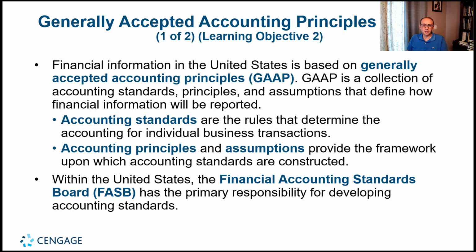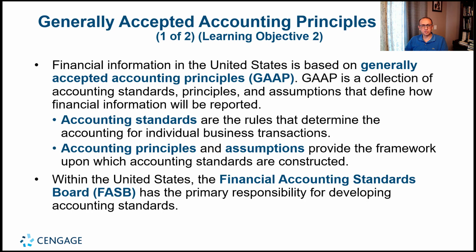Financial information in the United States is based on GAAP. GAAP is considered to be the rules used in accounting in the United States. In many other countries, they also follow GAAP to implement their own accounting principles. GAAP is a collection of accounting standards, principles, and assumptions that define how financial information is reported. There are accounting standards, and there are also accounting principles and assumptions. We'll talk about each one of these.